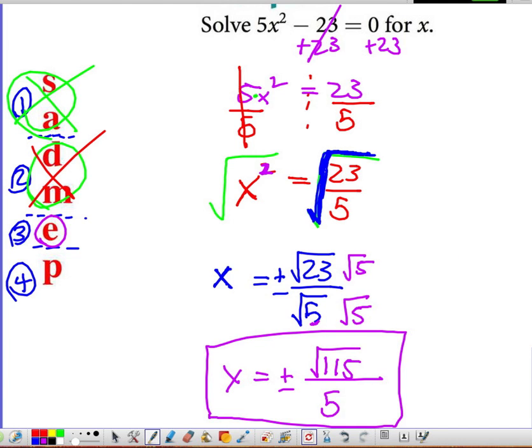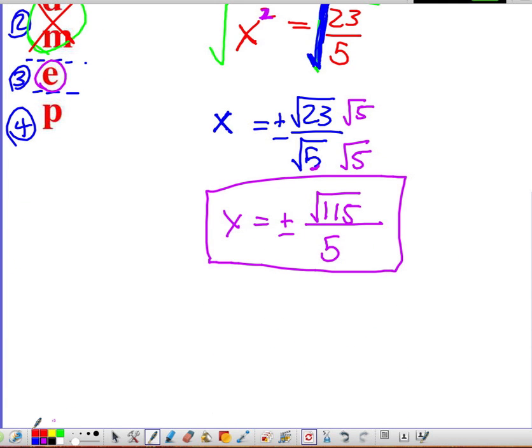You always want to keep an eye out if you can simplify this any further. 115 seems like a pretty large number that you might be able to simplify, but it turns out that since we had the factors of 23, it is not a perfect square. You can't break that down any further, and then you have the square root of 5. Well, that's not a perfect square, so we can't simplify it any further. This would be my final answer.